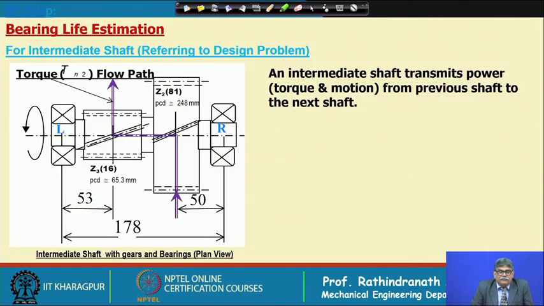Now, we will go for bearing life estimation. An intermediate shaft transmits power from the previous shaft to the next shaft. So, if we look into this, torque is coming like this and torque is going out. So, load is being transferred in that way.